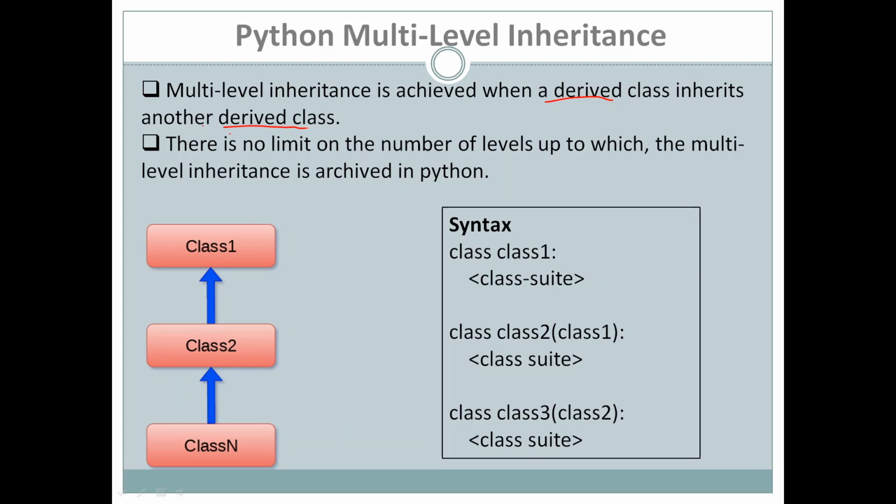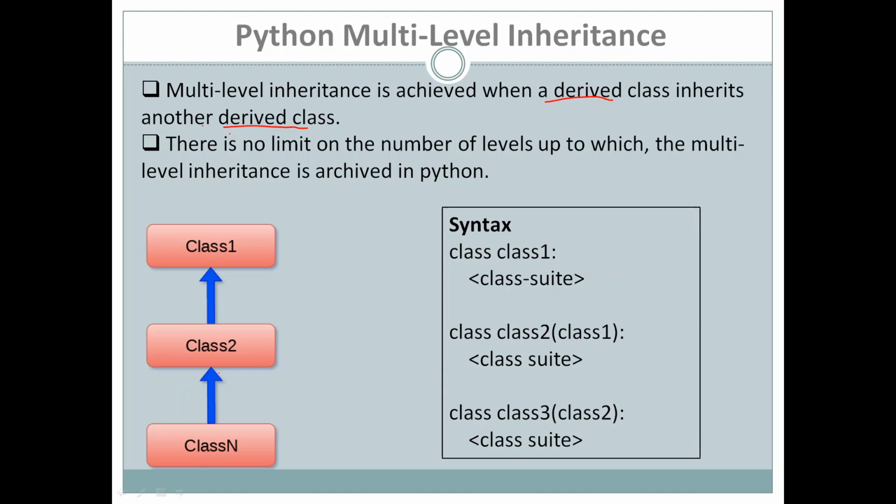For example, if we have classes A, B, C, where class B is inheriting class A and class C is inheriting class B, we can call this multi-level inheritance. Class C is inheriting class B, and class B is inheriting class A. Even to understand this, we have a diagram here. You can see class N is inheriting class 2 and class 2 is inheriting class 1.